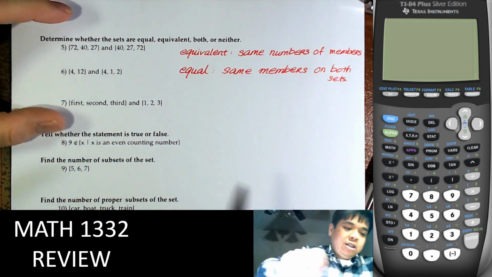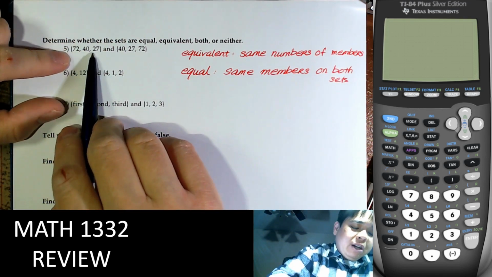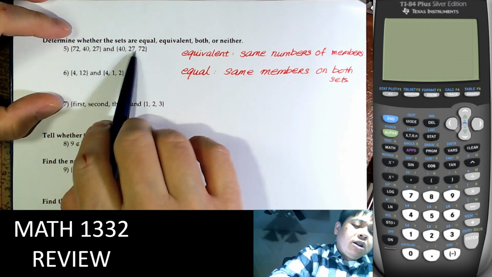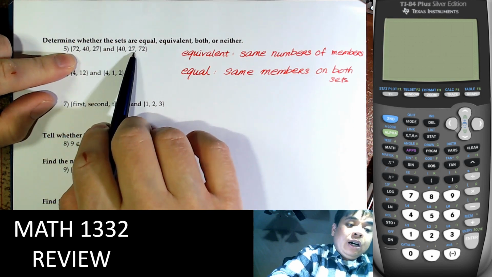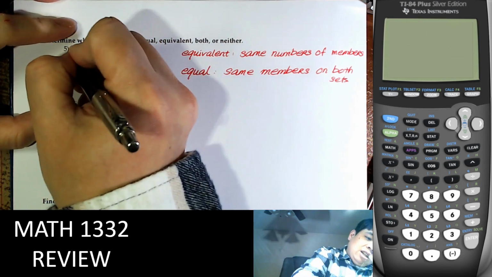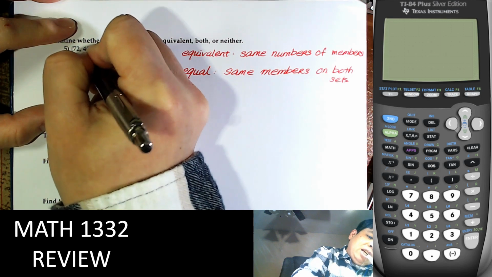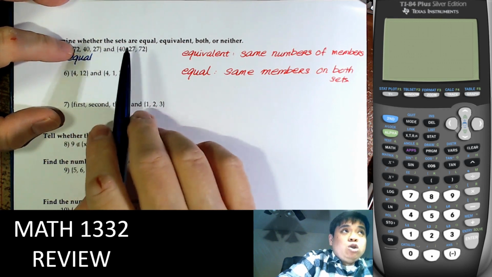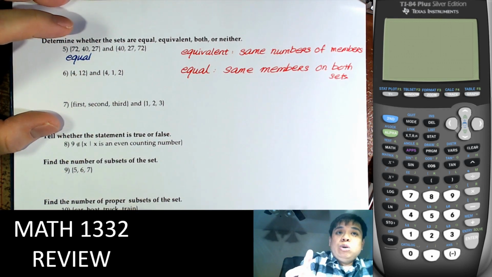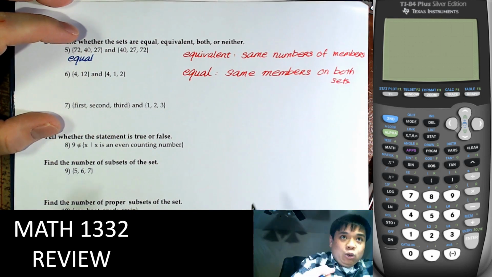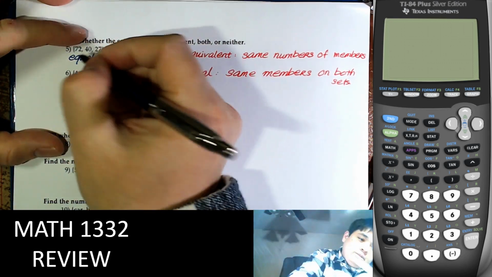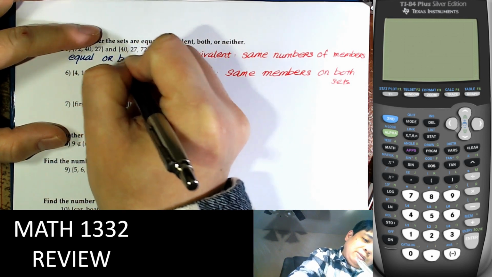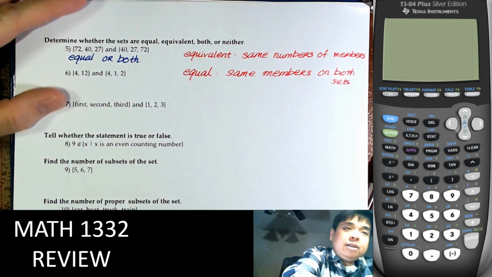So I look at this. We have 72, 40, and 27. Right? 40, 27, 72. The order is not the same, but we have 3 identical members. So in this case, it is equal. By the way, if it is equal, it is also equivalent because they have 3 members here, 3 members there, so they are equivalent. So we say it's equal and equivalent. Always say just both, because equal means both also. So both equal and equivalent.